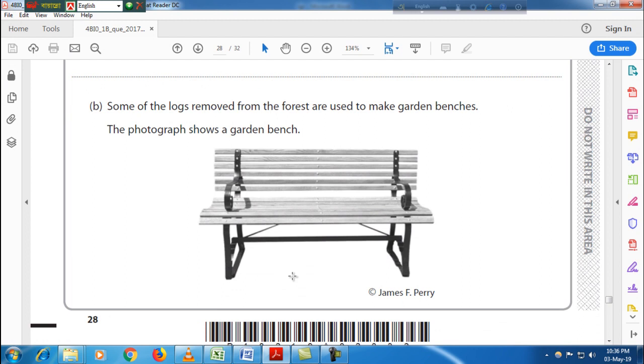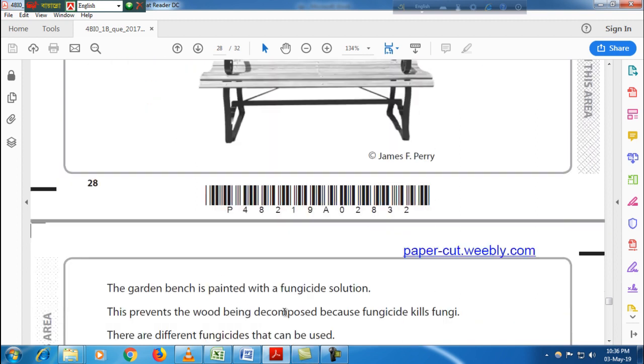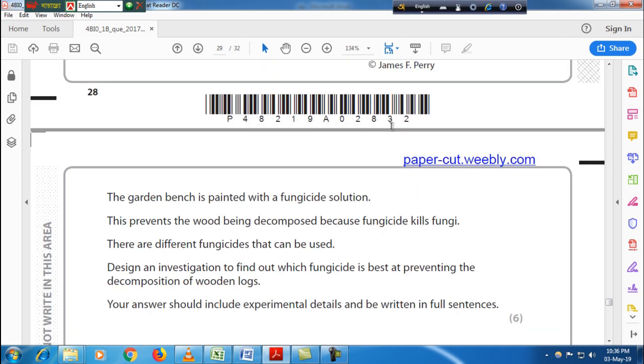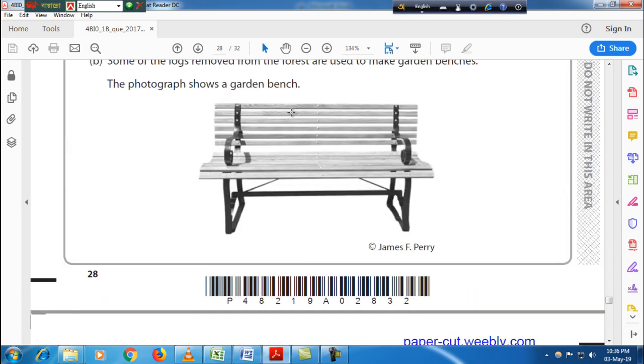Some of the logs removed from the forest are used to make garden benches. The photograph shows a garden bench. The garden bench is painted with a fungicide solution. This prevents the wood being decomposed because fungicide kills fungi. So here is a bench we are seeing in the picture. In this bench they had applied a solution which is called fungicide solution.